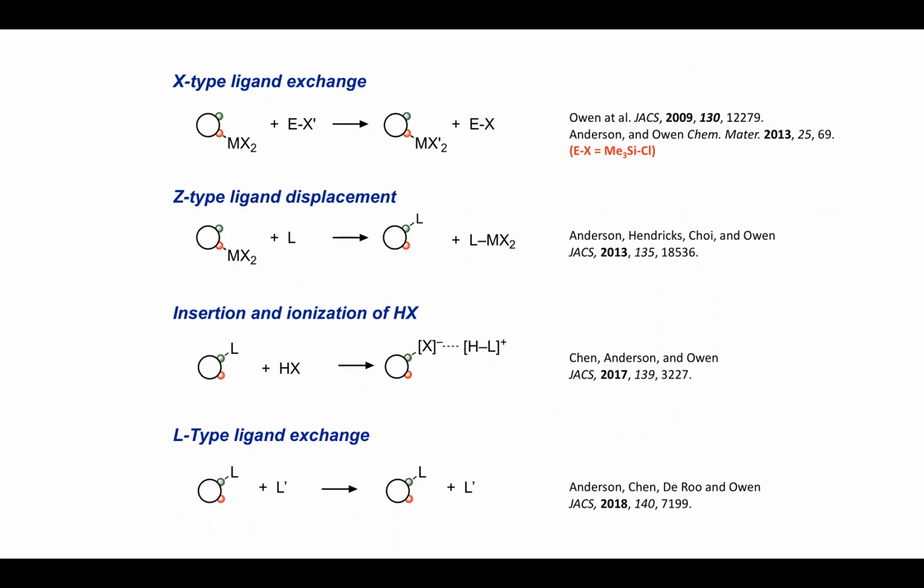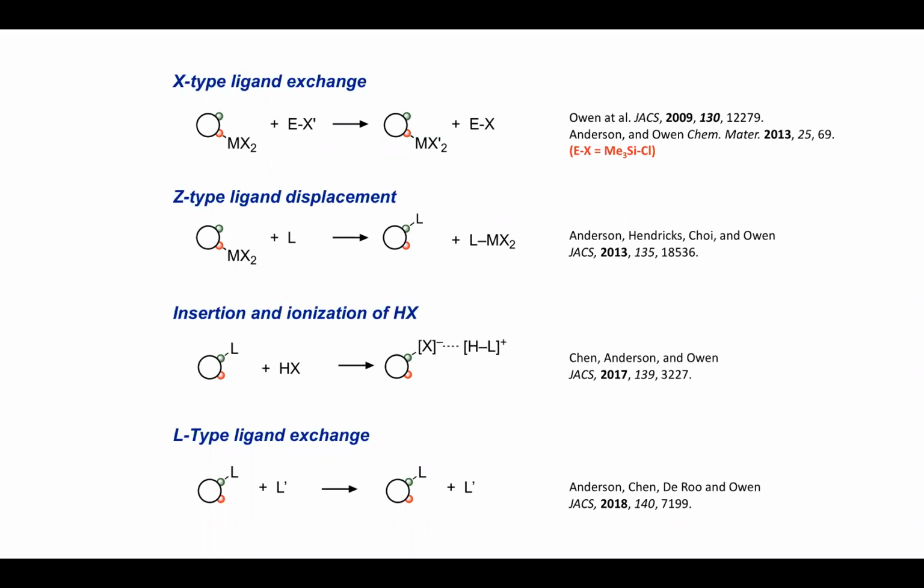Well, we looked at a series of different reactions in this section of the class. We looked at X-type exchange, where we have some EX, for example, silicon chlorine, exchanging the X's associated with some metal cation on the particle surface. The trimethylsilyl, chlorotrimethylsilane being the classic example. You could take off carboxylate and put chloride in the product. So that would be a simple X-type ligand exchange.